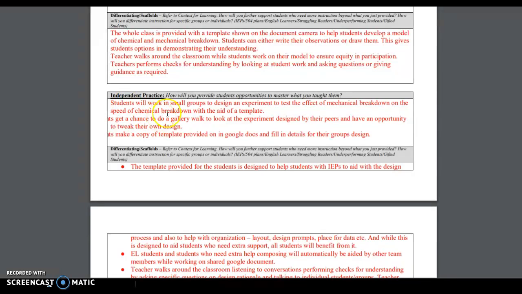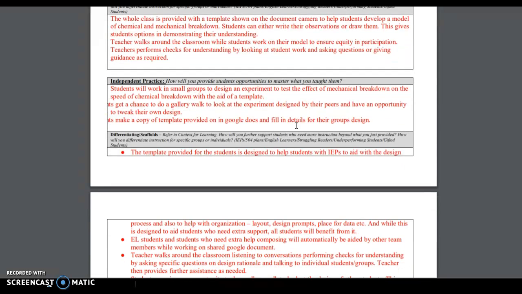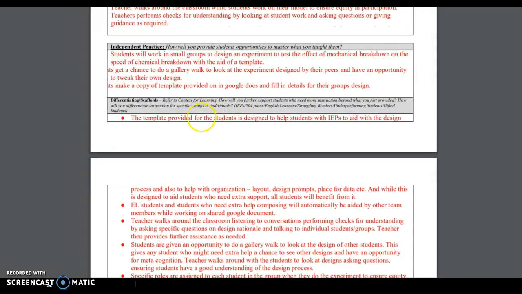And then independent practice. Students work in small groups to design an experiment, and after that they get to do a gallery walk to look at the experiments designed by their peers and have that discussion. And this is great because students are going off on their own now, and doing their own thing, and they're able to master what they've just been taught.